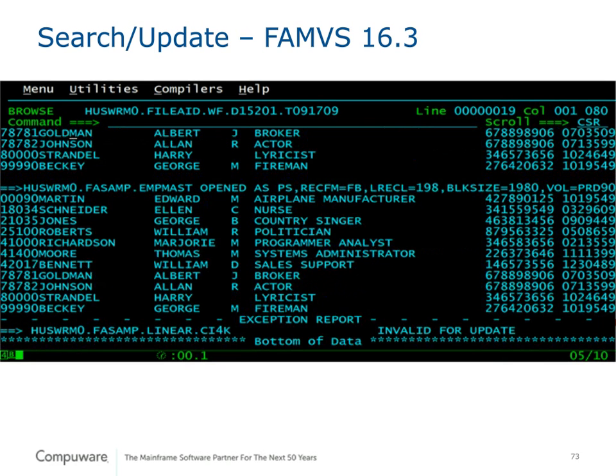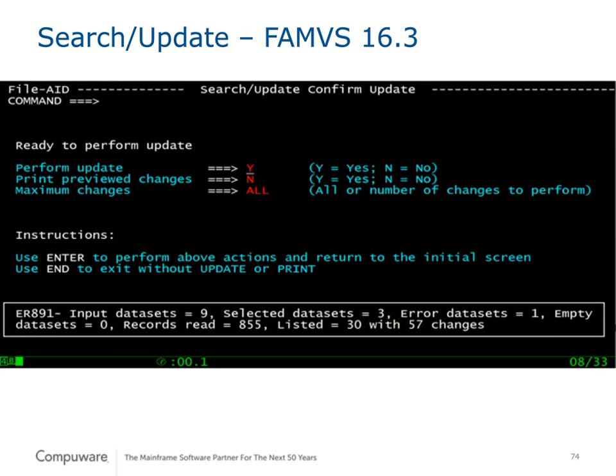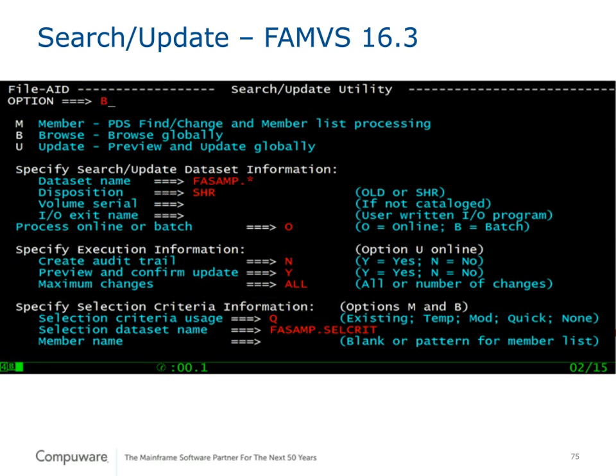And I can also see my error report, where it shows me that this particular linear data set is invalid for update. And it shows me that there so that I'm not confused as to why I didn't use that file. Here's where I can choose to perform the update or not, or print out the changes. We're done.